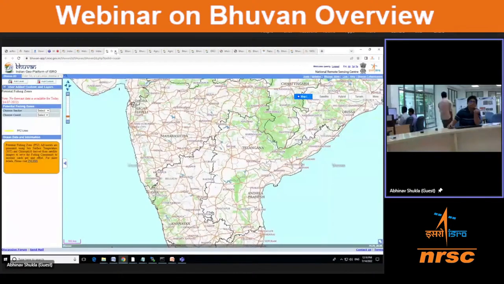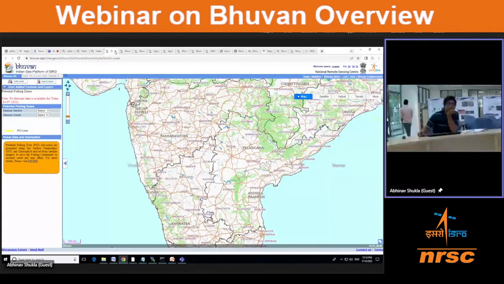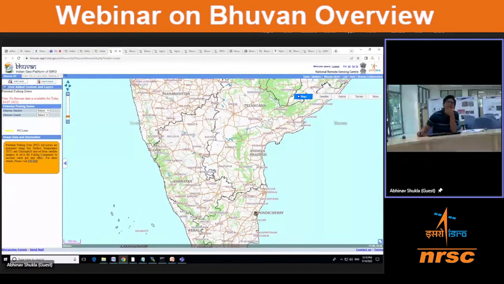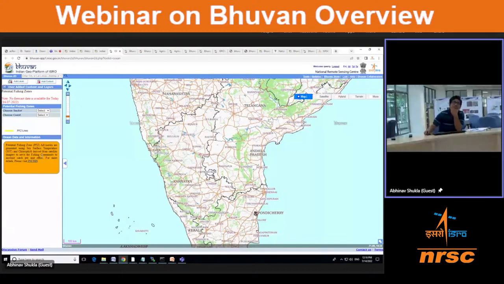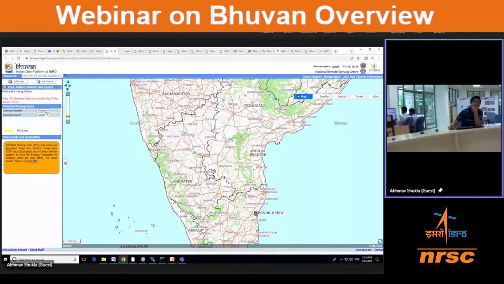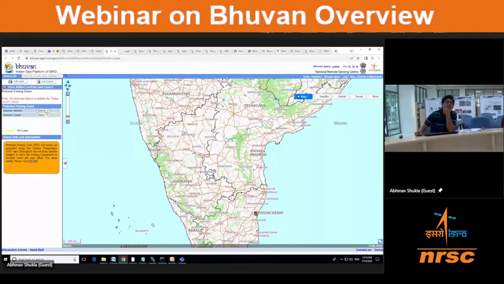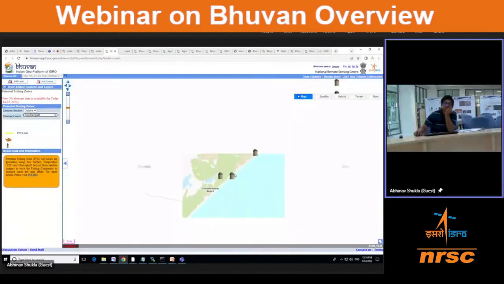So next is the ocean services. This is basically for getting the potential fishing zones. This data is given for the coastal area. Here, if I select a sector, like Orissa, I can get the nearest coast and all the potential fishing zones.